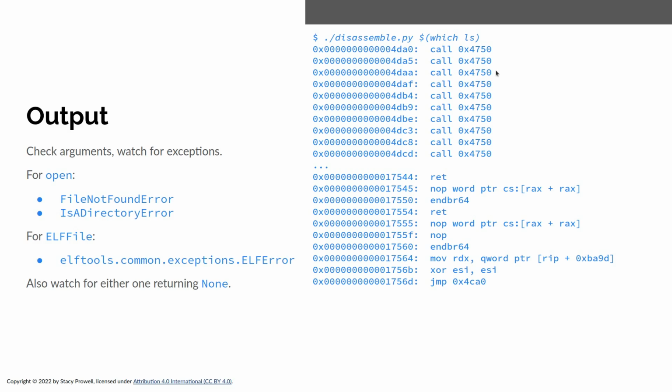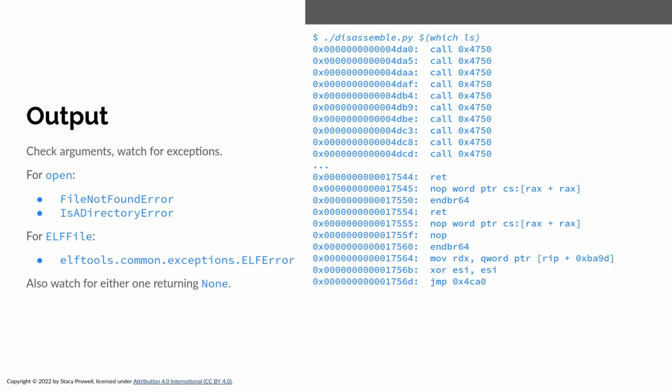Check your arguments. So watch for things like file not found error. Maybe it's a directory or there's a permission error, whatever. I don't expect you to do a huge amount of checking, but I expect you to catch obvious cases, like running your thing without a file or running it with a file that's not an ELF file. Catch those and let me know.